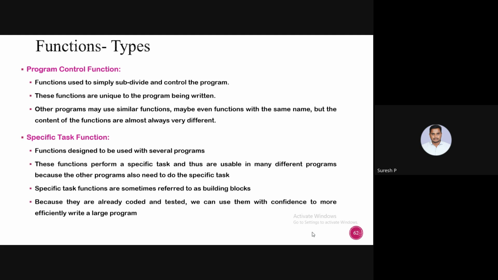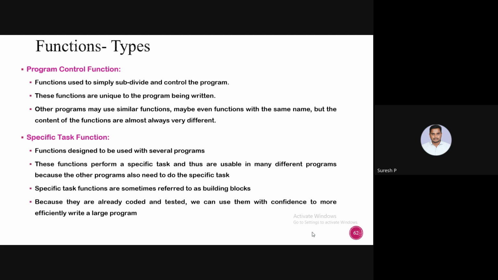Okay. Then the next one is specific task function. Normally these functions are used with several programs. These functions will be used with several programs. That is called specific task functions. So normally this particular function will be mainly used for performing a specific task, so that it can be used in different programs to perform that specific task. Okay, so that is called what? Specific task function.